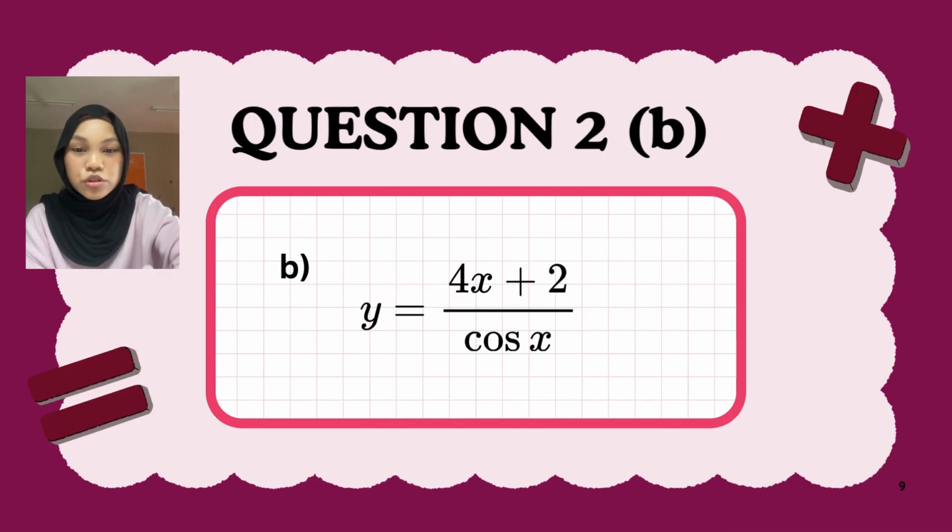Today, I will present the solution for question 2b. I will explain how to differentiate the function y equals 4x plus 2 over cos x. This is a rational function, or in other words, a quotient. So we're going to use the quotient rule for differentiation. And the formula is dy over dx equals vu prime minus uv prime over v squared, where u is the numerator and v is the denominator.